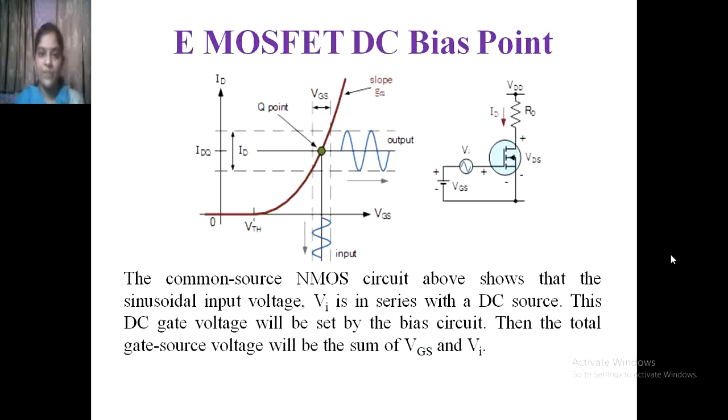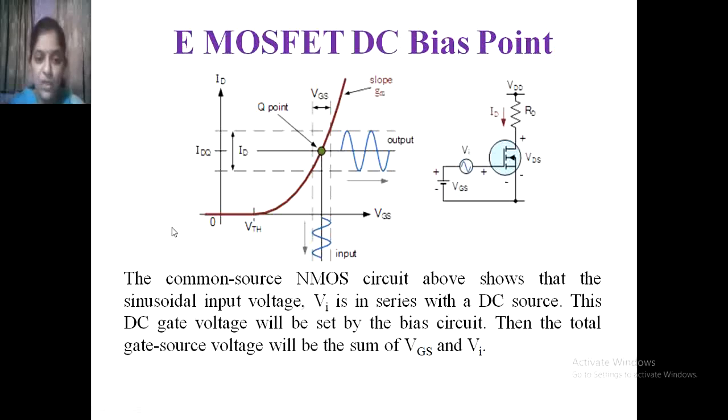See here, the E MOSFET DC bias point. This is nothing but ID versus VGS. VGS is positive enough, and at that time we apply the input AC supply, so it will work as an amplifier. Let us see that VTH is here. From this onwards, the current ID is going to increase. We have to set this Q point such that it gives a stable amplifier circuitry. Here, the input is applied, and at the output side the amplification will take place.